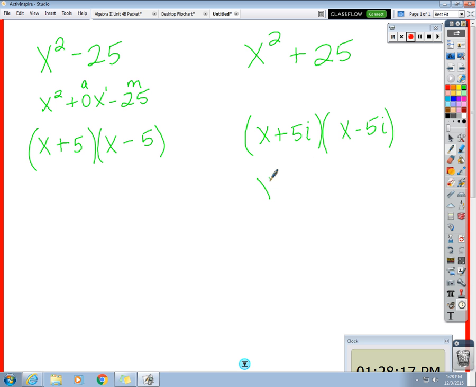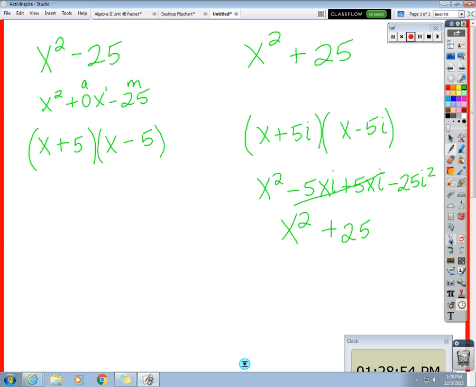X times x is x squared. X times negative 5i is negative 5xi. 5i times x is positive 5xi. And 5i times negative 5i is negative 25i squared. Okay, the middles cancel each other out like we wanted because the middle up here is missing. But then, what's i squared equal? And what's negative 1 times negative 25? Which is what we wanted because that's what the question is. So do you see why with the difference of two squares, you just write it like this, but with a sum, they have to have complex numbers?